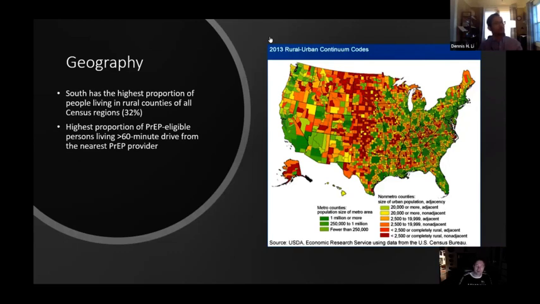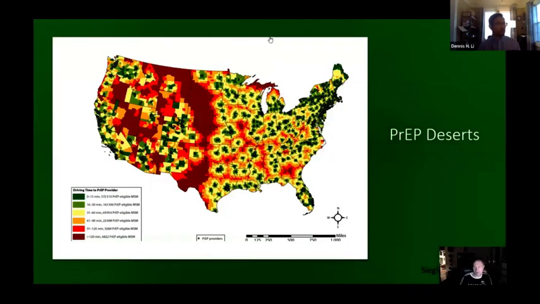We know that men who have sex with men who live in rural areas are less likely to have been HIV tested, less likely to have been STI tested, less likely to have received prevention interventions, and are less likely to be on PrEP. That rurality plays out in this concept of PrEP deserts.